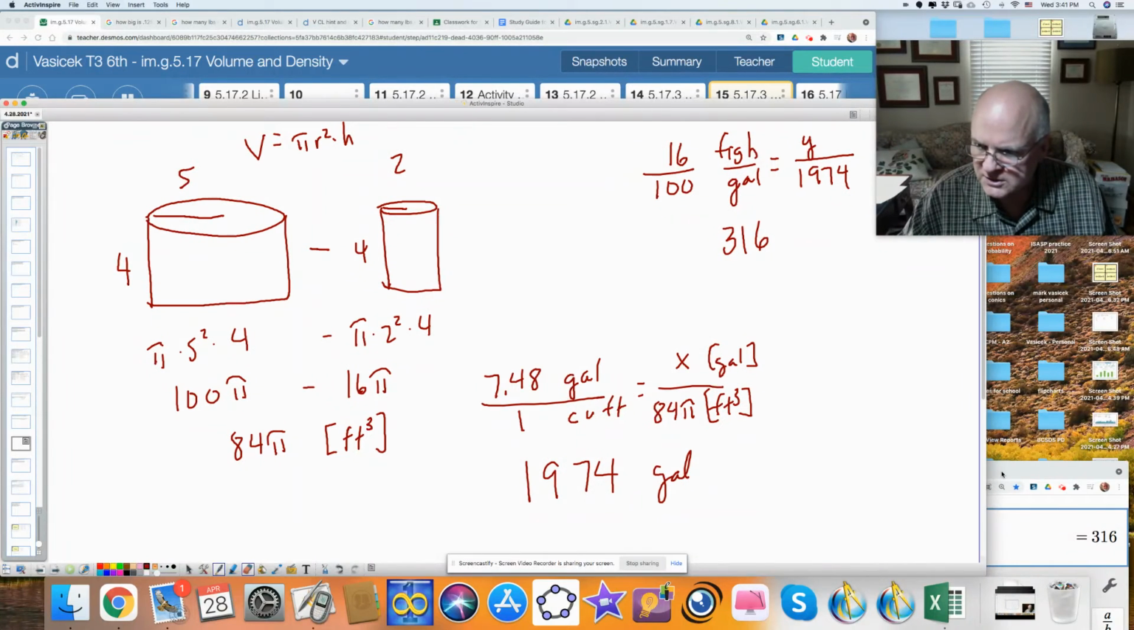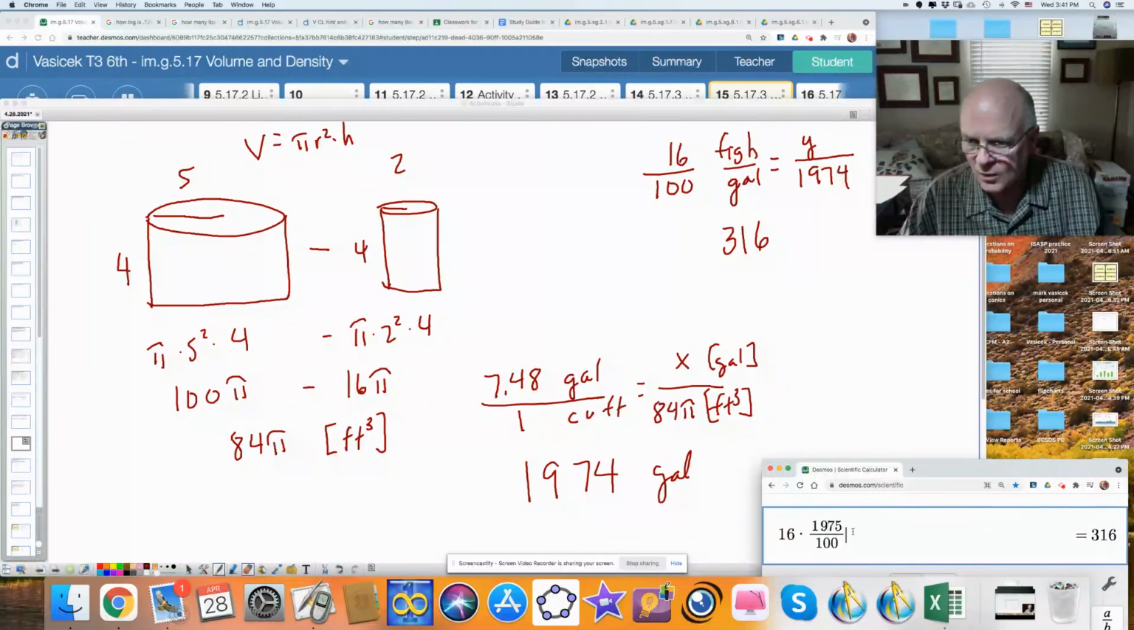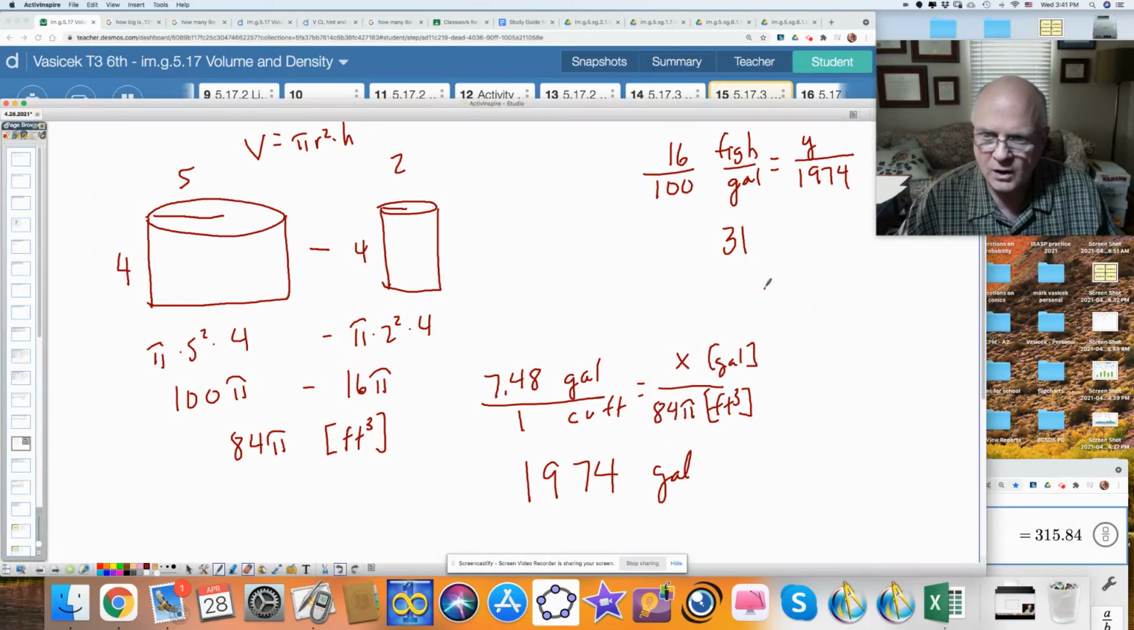Or is it 316? Let me just check this out. It's 315.84. This means that, you can't have part of a fish, so I'm going to truncate this to 315 fish. Well, 315 fish is what I need to make this optimum.